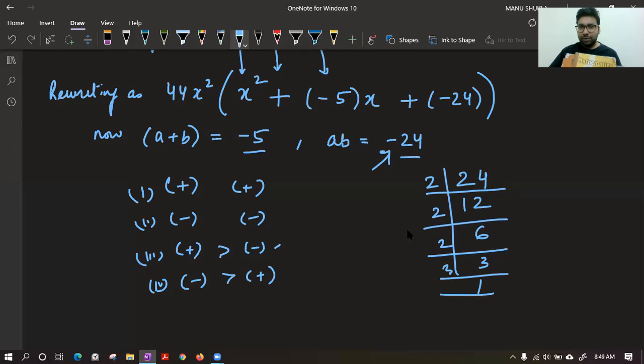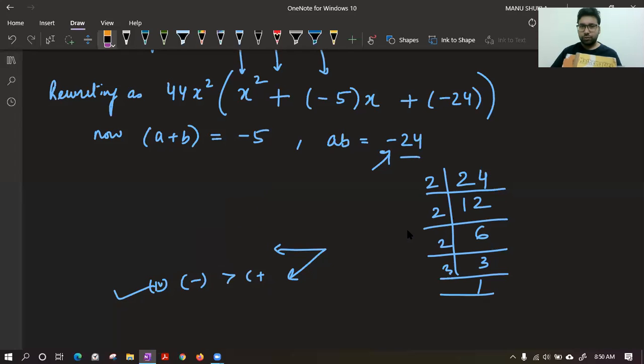Now tell me, amongst these two, which case will you go for? Positive is larger or negative is larger? Please tell me. Because the sum is negative, and we know the product is coming negative, that means the larger one is negative. So this is the case, the fourth one. These three are not the case. So we are sure that in the numbers we will form, the negative one will be larger and the positive one will be smaller. That's it. Let's see.